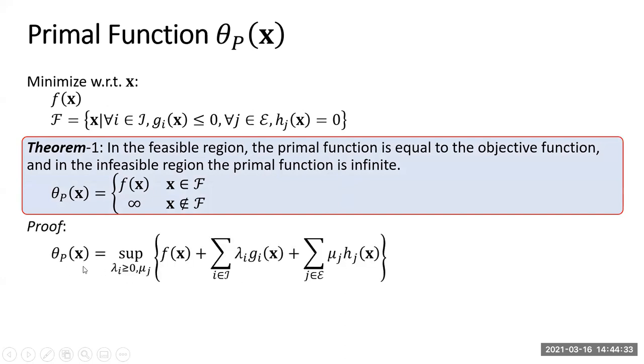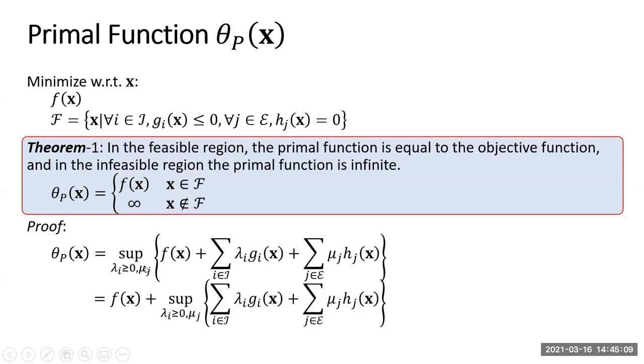Proof. So theta p of x is by definition equal to this: supremum with respect to lambda i greater than or equal to 0 and mu j of f(x) plus summation lambda i g i of x plus summation mu j h j of x. This is the definition of theta p of x, and we will be proving this theorem. In the feasible region, theta p of x equals f(x). In the infeasible region, theta p of x becomes infinity. Okay, so let's see how.